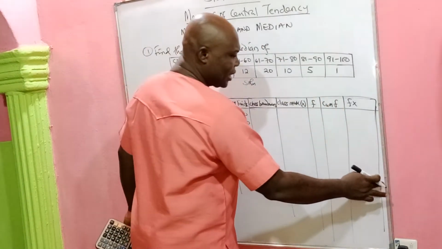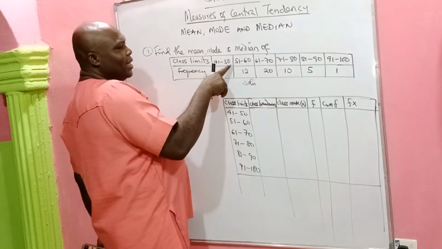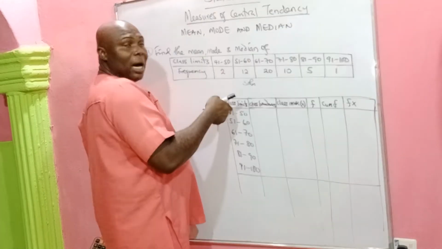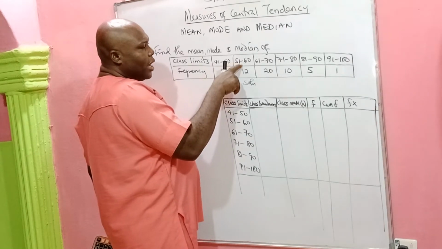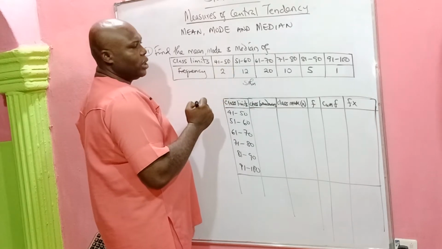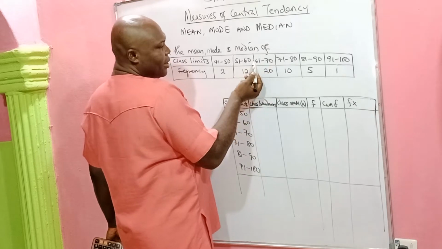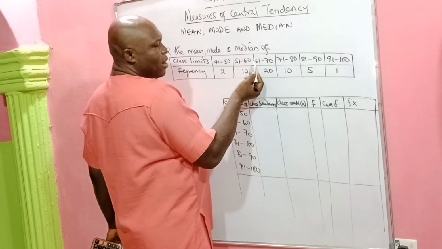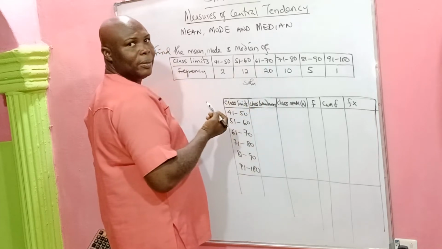So after the class limit, we need the boundaries. The boundaries has to do with between this class and this class, there is a boundary. And that boundary is to move from 50 to 51, you have 50 and a half here, which is 50.5. That's the boundary. And then to move from this class to this class, there is a boundary here. So that boundary is between 60 and 61, which is the line here, 60.5.